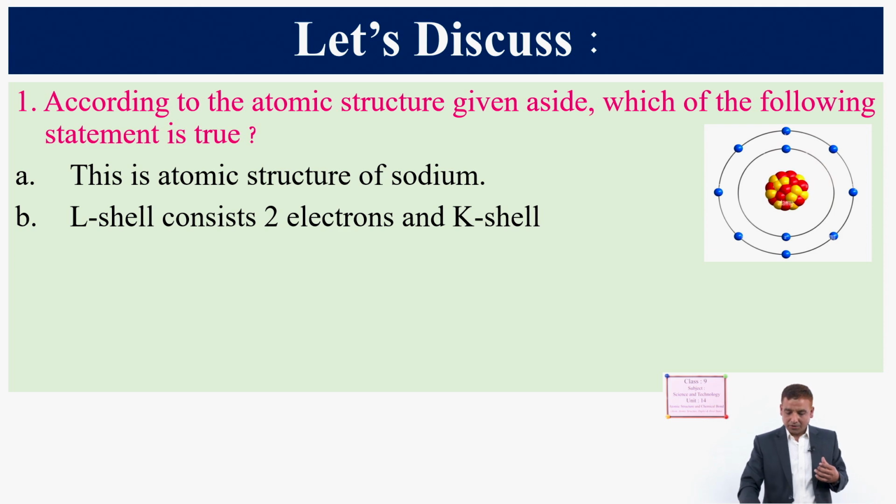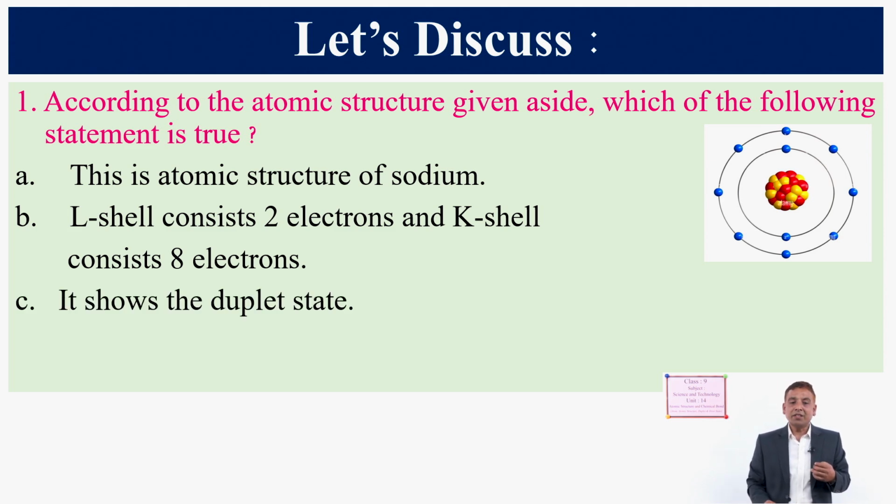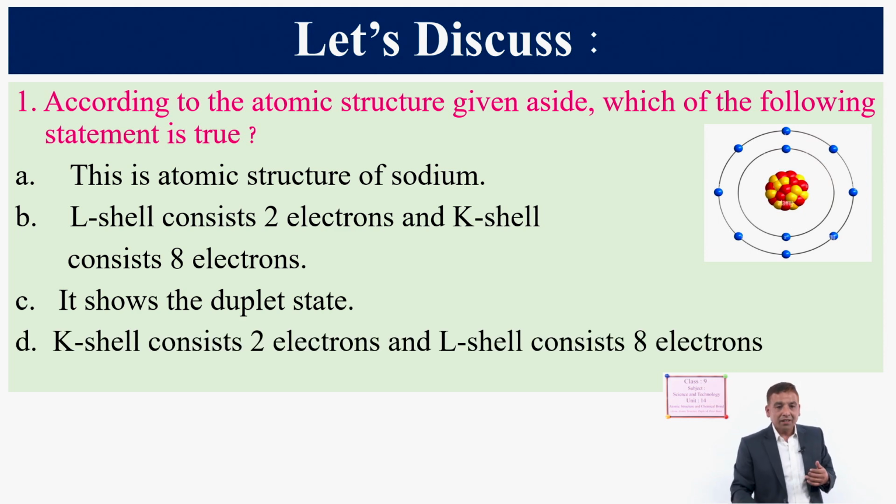And the second statement is, L cell of this atom has 2 electrons as well as K cell consists of 8 electrons. Is it true or not? You should have got judging power over this. The next one shows the duplet state. We have just discussed what the duplet state is; you have to find whether it is in the duplet state or not. The fourth statement states that K cell consists of 2 electrons as well as L cell consists of 8 electrons. Is it true?